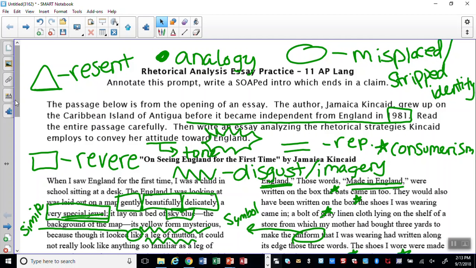All right, so I hope this helped you. When you read a prompt, don't just force yourself to find something that's not there. Truly look at the prompt.